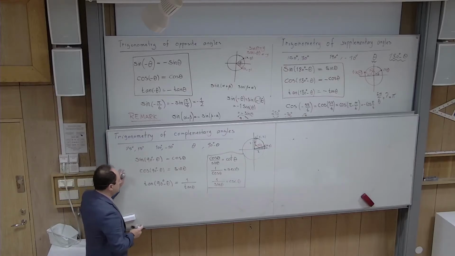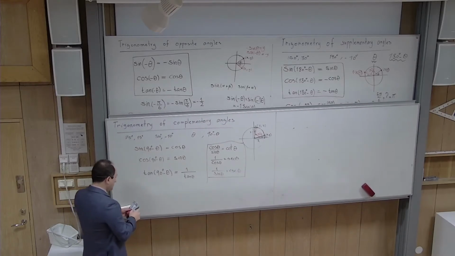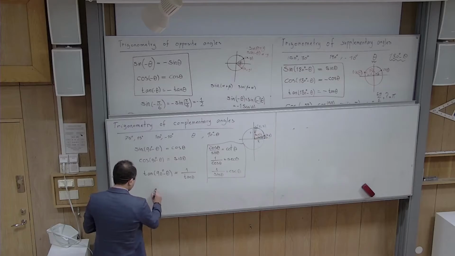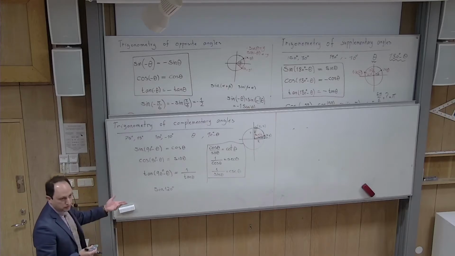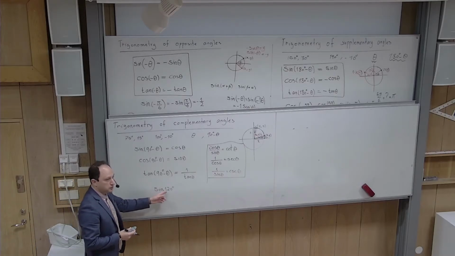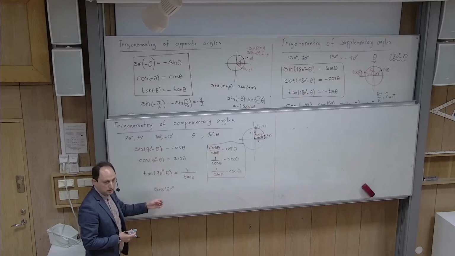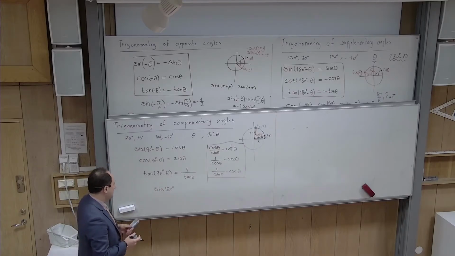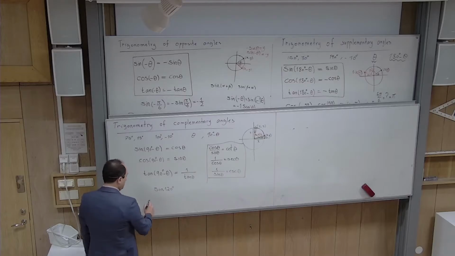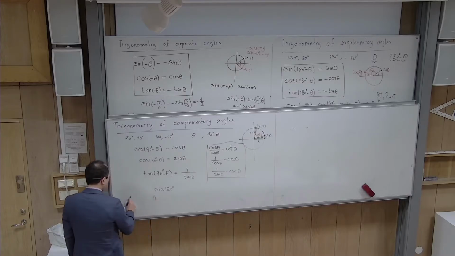Okay, for example, let me ask you to determine the exact value of sine of 120 degrees. Here you have two options. Either you can solve it using supplementary angle formulas, or you can use complementary angle formulas. Yes? Let us solve it in two different ways. Okay? First one, supplementary.